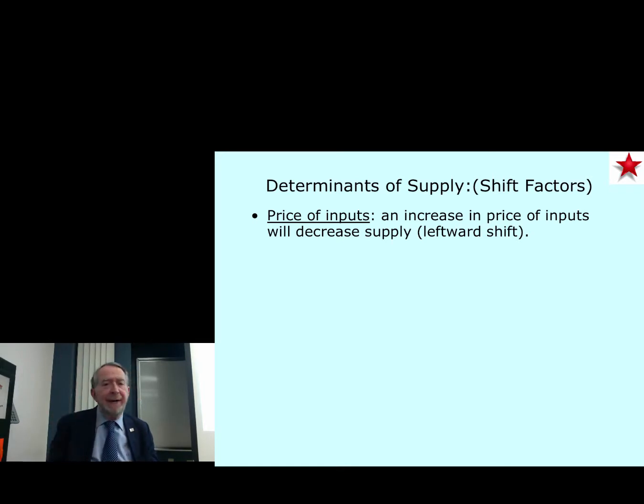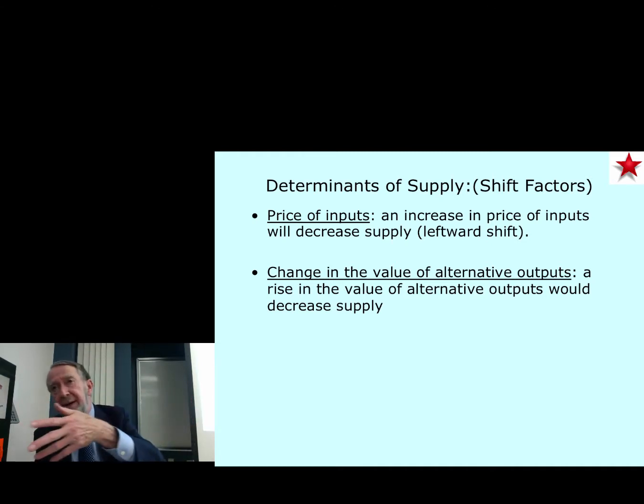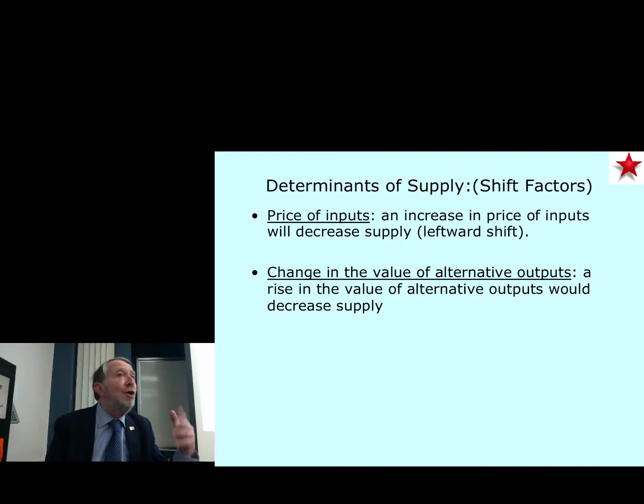And that's obvious, right? The one that's not as obvious is applying opportunity cost to the use of resources and understanding that a change in the value of what I could be doing with the resources would influence what I'm willing to do here. So a change in the value of alternative outputs could in fact cause a change.